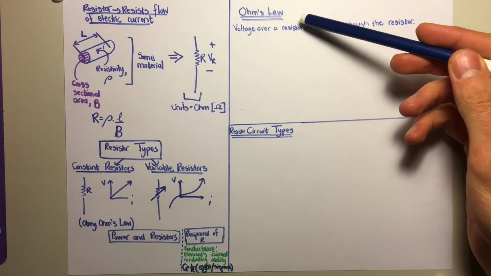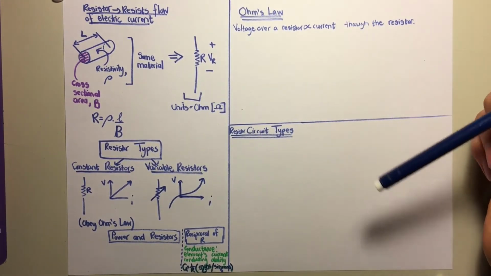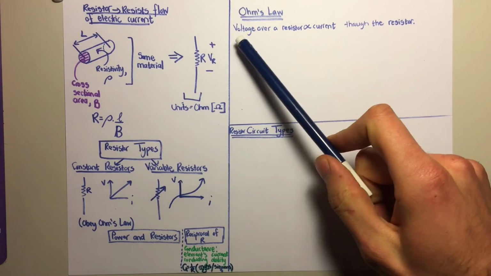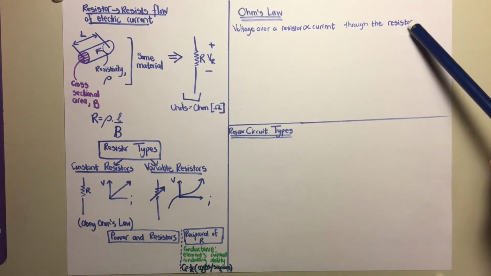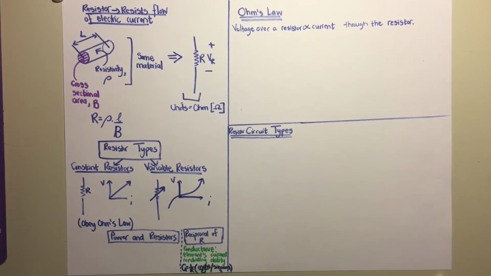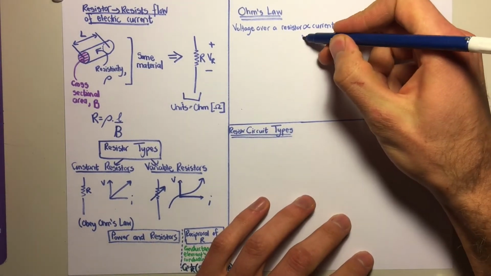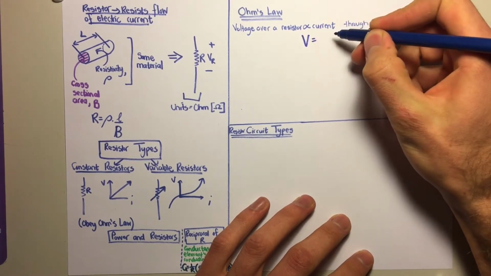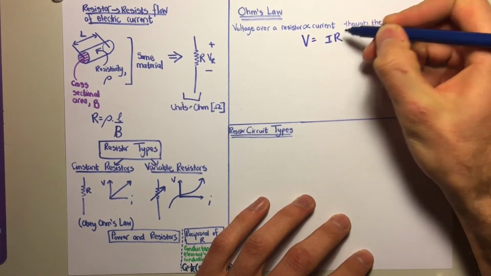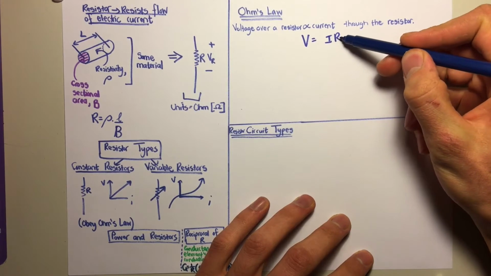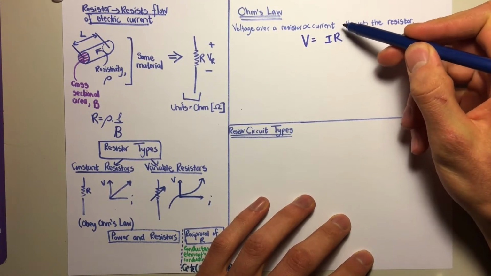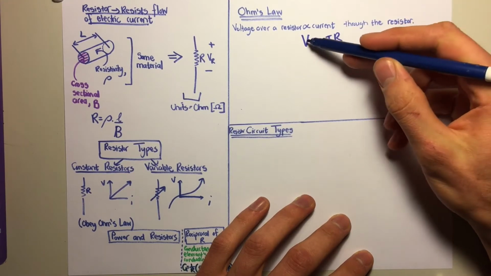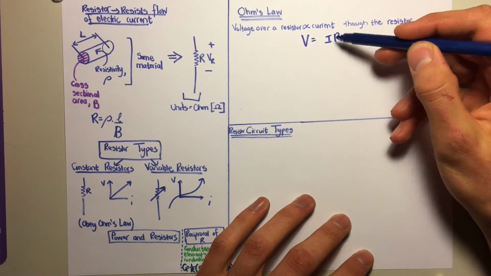Okay, next we look at Ohm's law. So what is Ohm's law? Ohm's law says that the voltage of a resistor is directly proportional to the current through that resistor. So, how can we write that in a formula? The formula is V equals I times R. So the voltage is equal to the current times the resistance for that resistor. And as you can see, the voltage is directly proportional to the current.